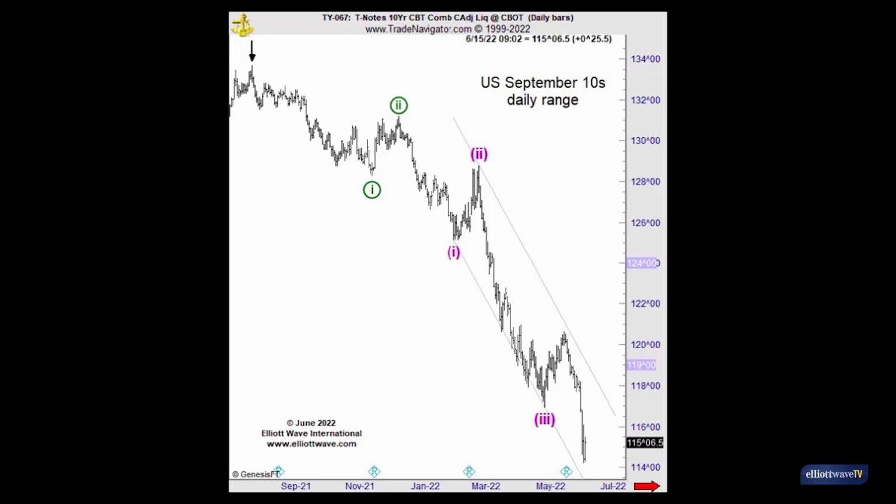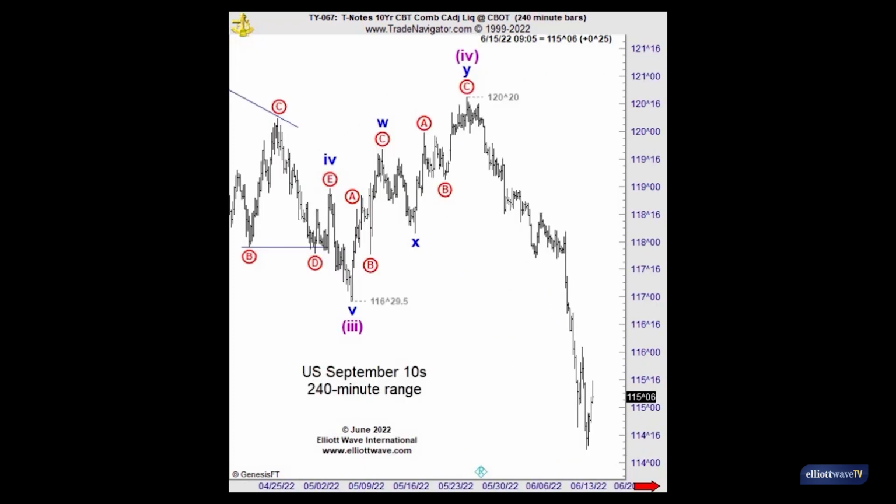But the wave principle is about structure. Just as we've been counting structure to the downside, 1, 2, 1, 2, 3 of 3, we can count the structure of that recovery. If it's a corrective recovery, it should end in 3 waves. It is counter trend. So when we drop down to a lower degree chart, in this case I'm looking at a 4-hour chart, picking it up from the low at 116.29, here's the structure of that recovery, which ended at 120.20. An initial ABC movement was clear.